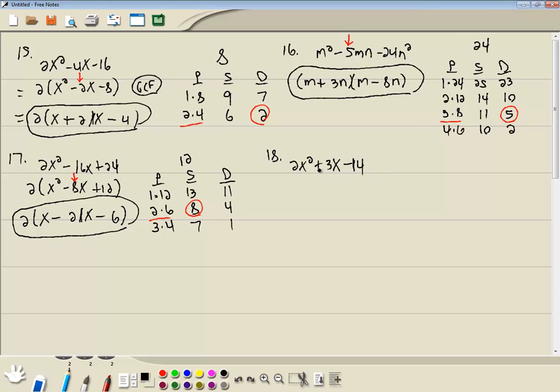So key number. Key number is when you have an x squared, x, no x, and there's a number in front of your x squared. So with key number, we're going to take the number at the beginning times the number at the end, ignoring signs. Number at the beginning times the number at the end. So 2 times 14. That gives us 28.